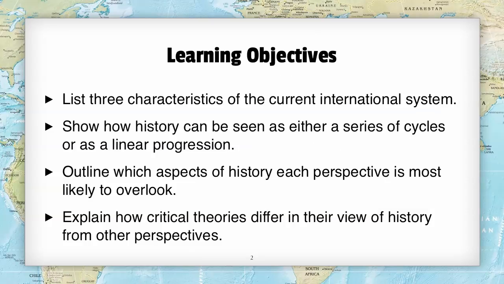There are 4 learning objectives that you're going to be pursuing as you read the texts and come to class. The first is to be able to understand or list the 3 basic characteristics of the current international system. What is it that today looks like when we talk about the system? Over time, the international system changes. So what is it that defines it as the current system as opposed to international systems of the past?